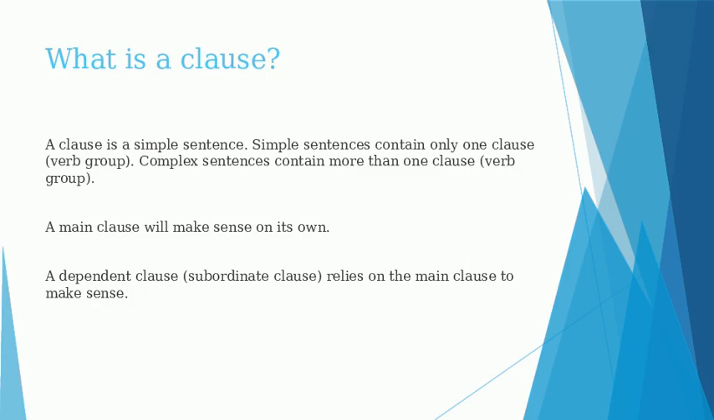A main clause will make sense on its own. Okay, so an example of a main clause would be I went to the shop. That makes sense. A dependent clause, otherwise known as a subordinate clause, relies on the main clause to make sense. So without the main clause, the dependent clause doesn't make sense at all.